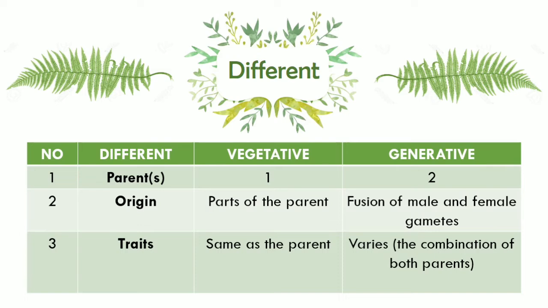Vegetative and generative have some differences. The first difference is that vegetative only has one parent, while generative has two parents. 2. Vegetative is from parts of the parent, and generative is from fusion of male and female gametes. And last difference, vegetative is the same as the parent, and generative varies or is a combination of both parents.